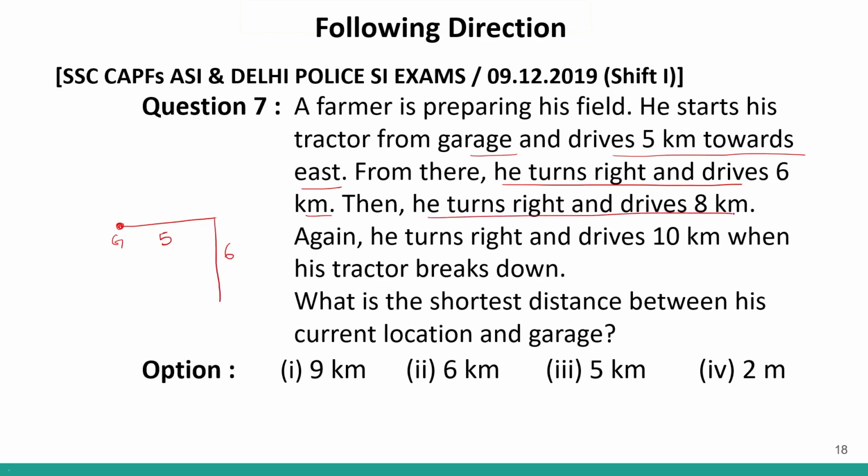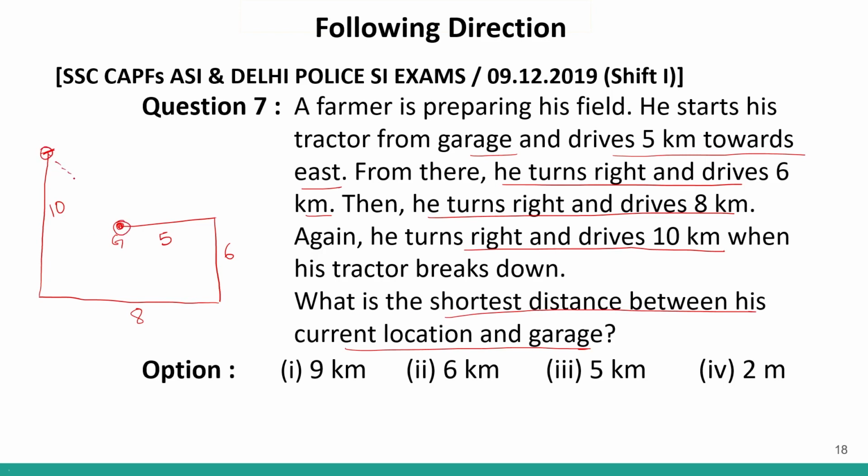Then he turns right and drives 8 kilometers. So right from here and 8 kilometers. Then he turns right again and drives 10 kilometers. So right again and drives 10 kilometers, where his tractor breaks down. So at this point, his tractor breaks down. We have to find out the shortest distance between his current location and the garage. So this was the location of the garage and this is the current location.